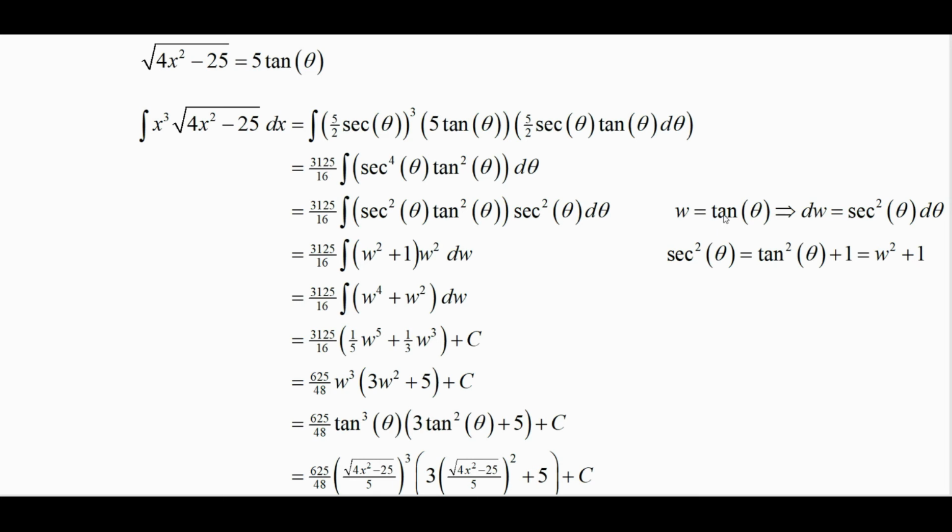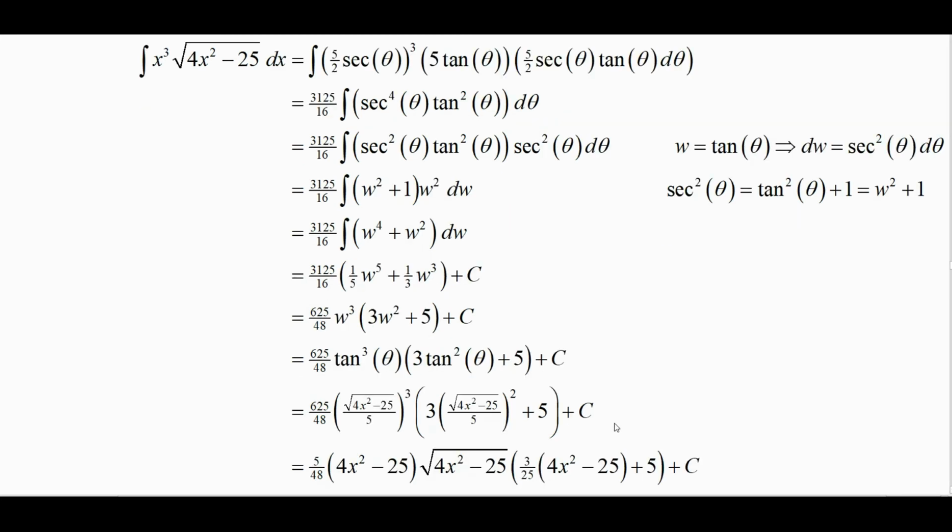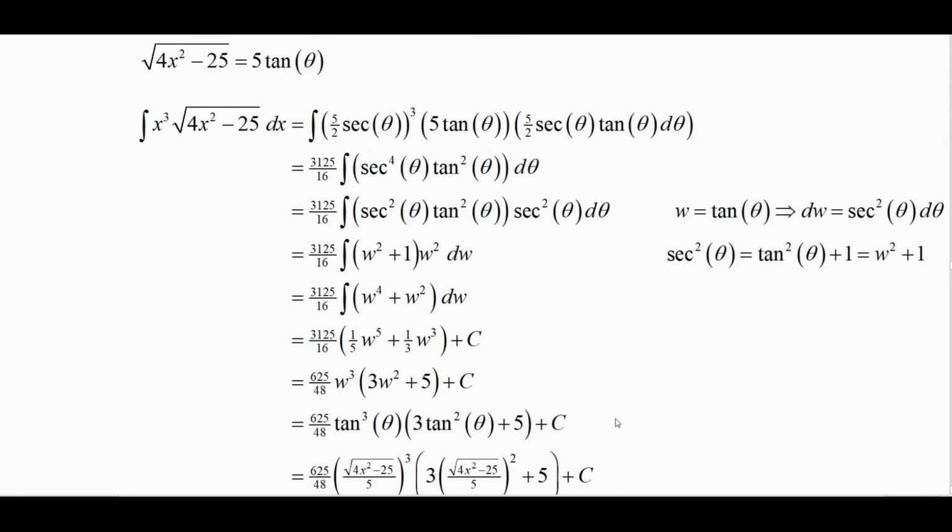Substituting back in, w is tangent of theta, so this is tangent cubed of theta, then times 3 tangent squared of theta, then we get plus 5, then plus c out here. 625 is out here, over 48. Now, got to substitute back in again. So remember, we changed x's to thetas and then to w's, did an antiderivative, went back to thetas, now back to x's. So these problems get a little bit involved. There's several steps to them.